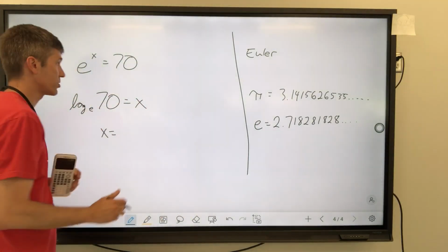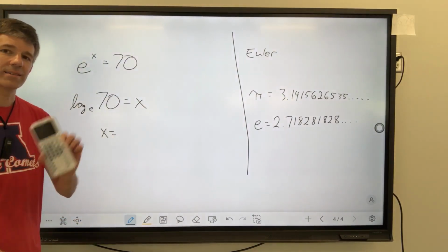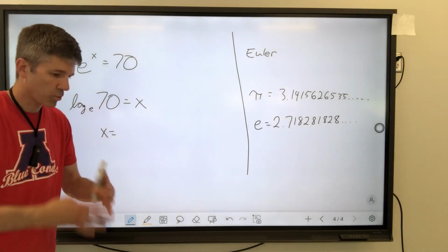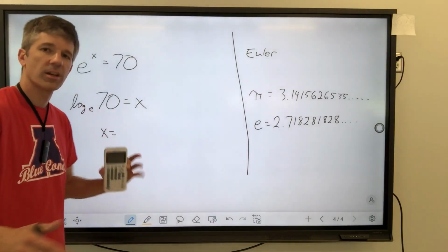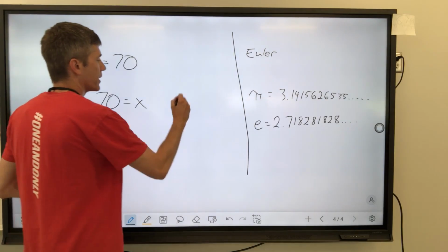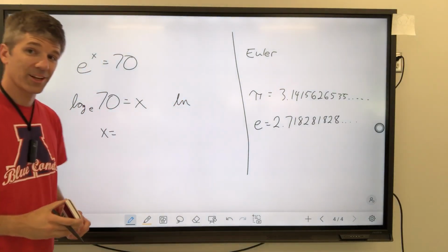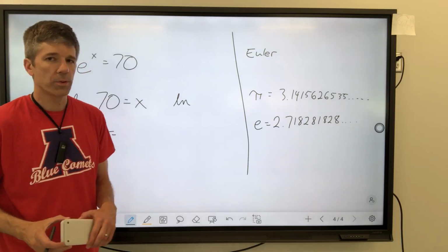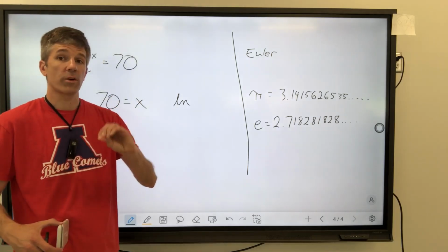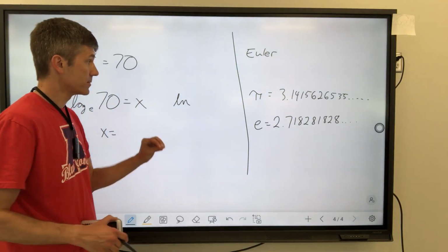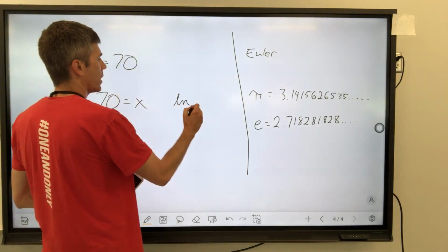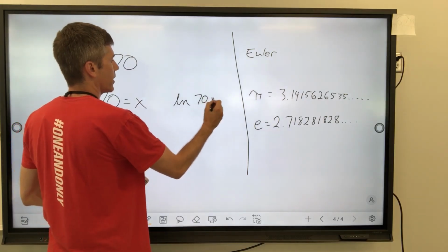Here's method number 2. Because it is e, it has its own special logarithm. Not in this class. Just wanted to show you this. This is not in your standards, but good to know. It's called a natural log, ln, log natural. It's like a lot of European languages that will put the noun first and then the adjective. So it's like log natural. We will put a 70 here, and it's equal to x.